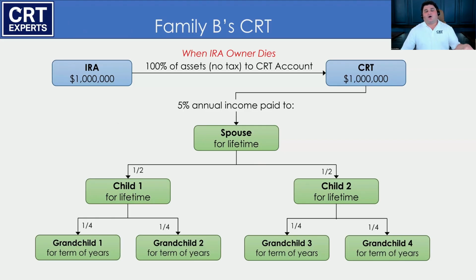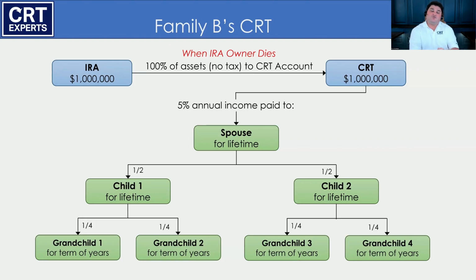In our family B, we're going to put the spouse on as the initial income beneficiary. Sometimes we do that, sometimes we don't. We'll talk later about when it comes to deferral, why it's often structured this way. And then we have 2 children and 4 grandchildren. The 2 children are the successor lifetime income beneficiaries. So when the spouse passes away, the 2 children will step in as lifetime income beneficiaries. When one passes, the survivor will receive all of the income.